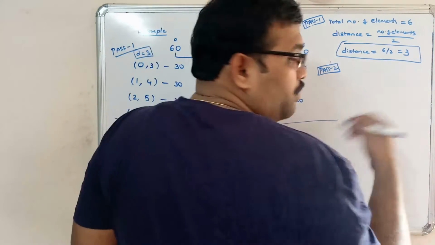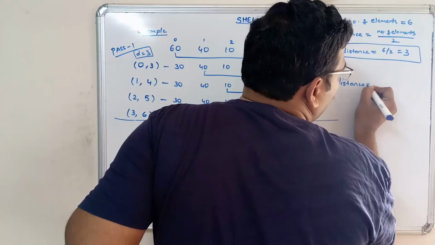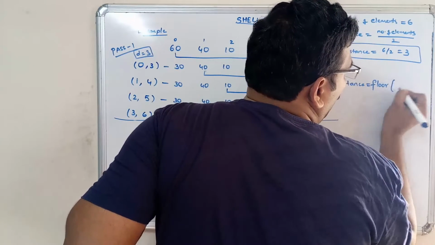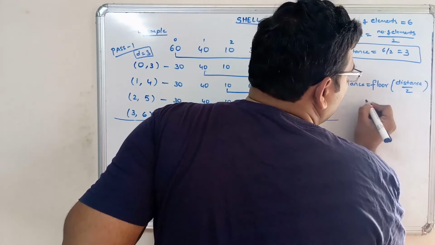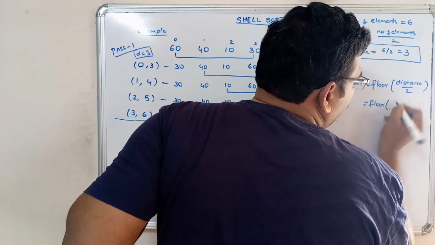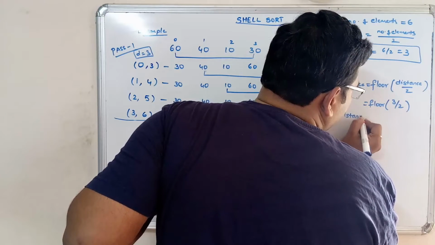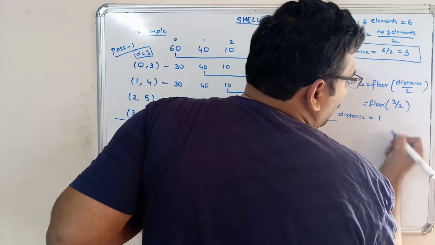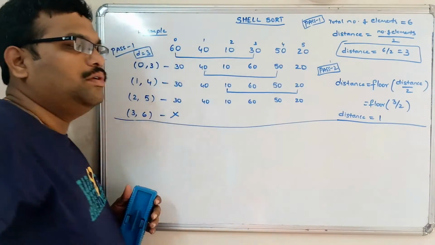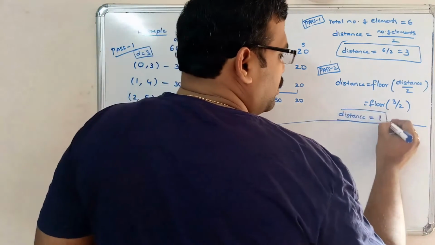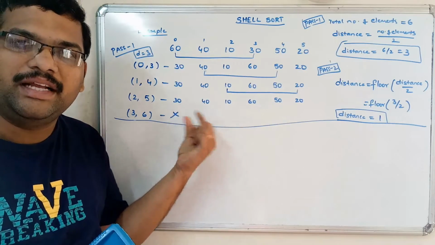Now pass 2, we have to reduce the distance. So distance is equal to floor of distance by 2. That means floor of 3 by 2, which is nothing but 1. Right? Which is nothing but 1. So here the distance is 1. That means we have to compare the adjacent elements.